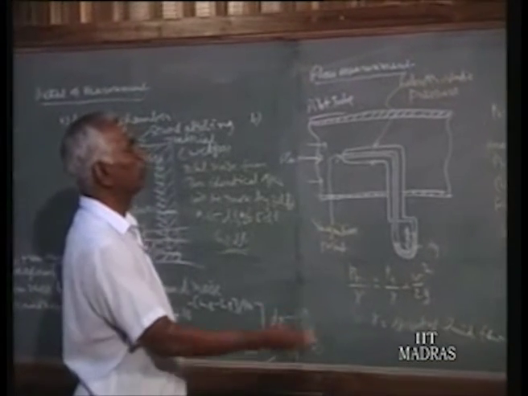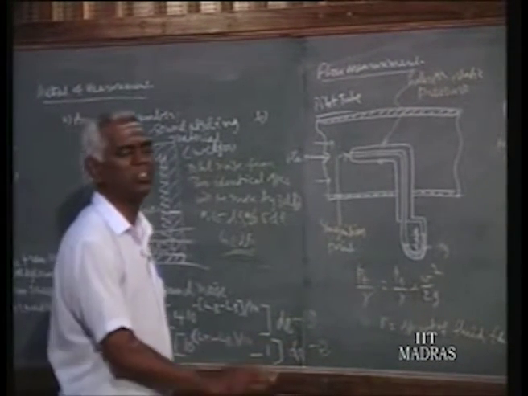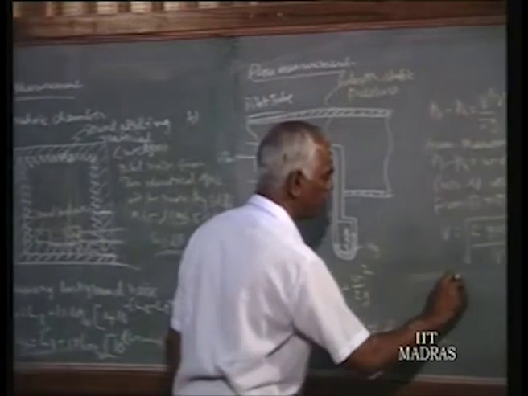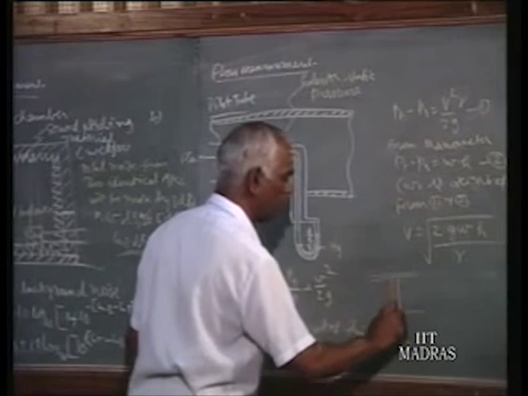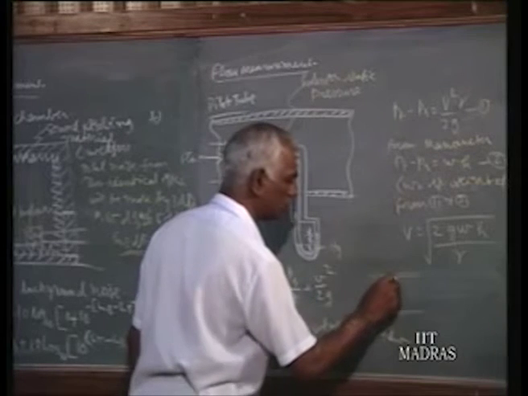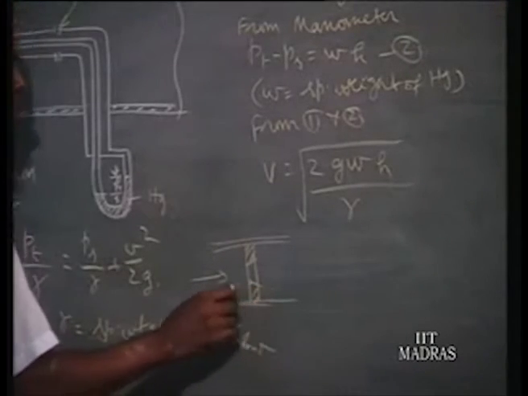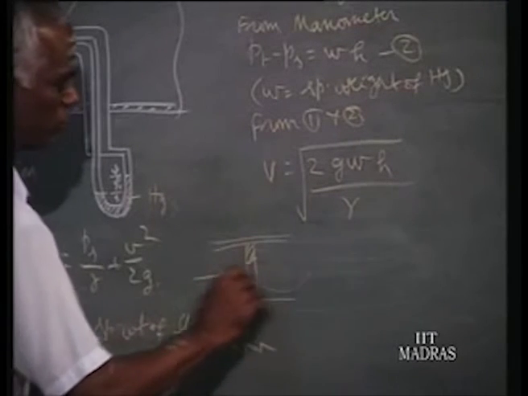For that there are many methods. We are not going to see all the methods. For example, the obstruction type flow meter: there is a pipe, and you put an obstruction type flow meter. So, this is the obstruction, and this is the flow direction. When it flows, it will be flowing like this.